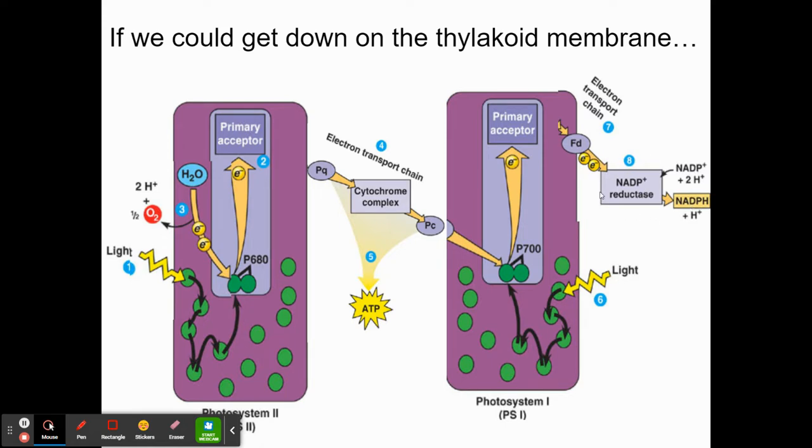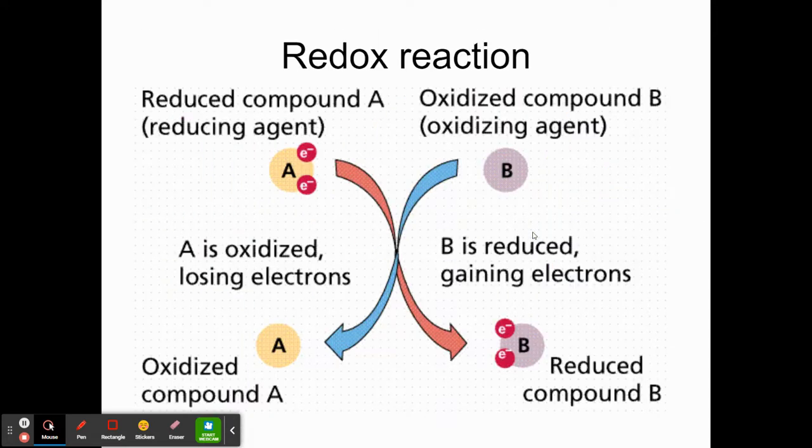And notice this, there's an enzyme here, NADP reductase. Oil rig, oxidation is loss, reduction is gain. And there's just a picture of how cyclic electron flow would work in order to make just ATP and not NADPH. So all of these are what we call redox reactions, okay?